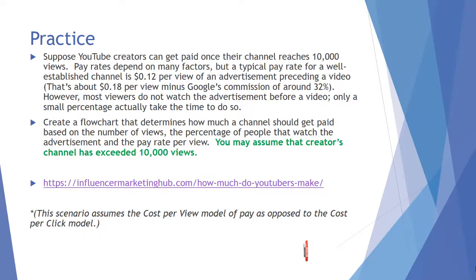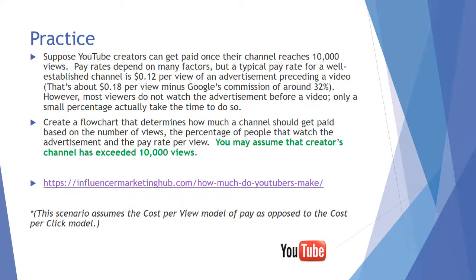Okay, here's one I'd like you to try for practice. The pay structure for people who post on YouTube is pretty complicated, and you can follow the link that I have on the screen there if you're interested in reading the details, but it kind of simplifies to something like this. Most posters on YouTube get paid once their channel reaches somewhere in the neighborhood of 10,000 views, and your pay rate depends on lots of different things, but to oversimplify it a little bit, your pay rate might be somewhere in the neighborhood of about 12 cents per view of the advertisement in front of the video that you post. Now, the pay rate's actually a little bit higher, but Google keeps a chunk of that.